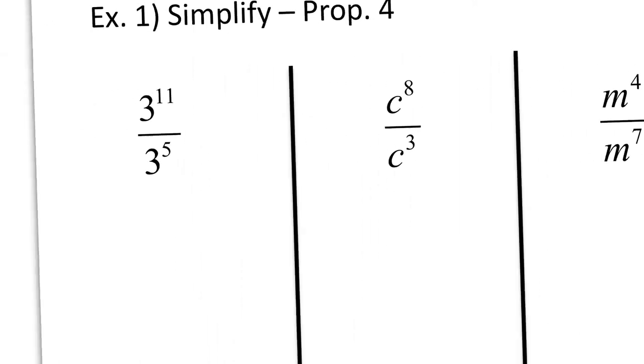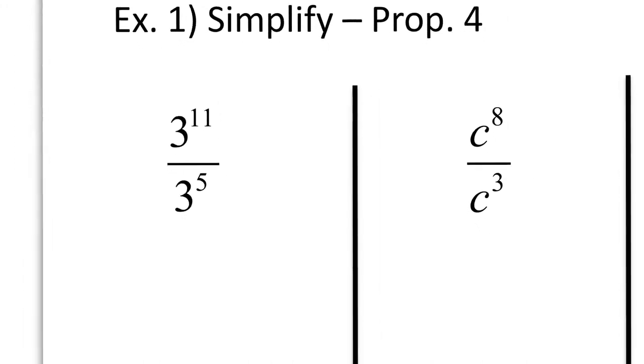So the first one, you have 3 to the 11th power over 3 to the 5th power. Now you have to understand why we can subtract the exponents. So I'm going to do this the long way first, and it's going to help you have a visual of what happens to the actual numbers, the bases of 3's. But then later on, I'm going to stop using the long way, and I'm just going to show you a shortcut.